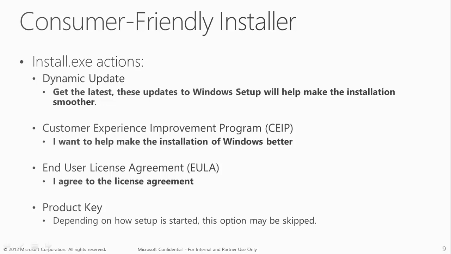And then the EULA, or the end user license agreement. You have to agree to the EULA when prompted in order to proceed. The accept button is disabled until you actually go ahead and select that you agree to the EULA. And then a product key. The product key is required for the installation of Windows 8. Depending on how setup is started, the option may be skipped, but in the majority of scenarios, it is not skippable. When you start using web setup, the key is provided to install.exe automatically, though.